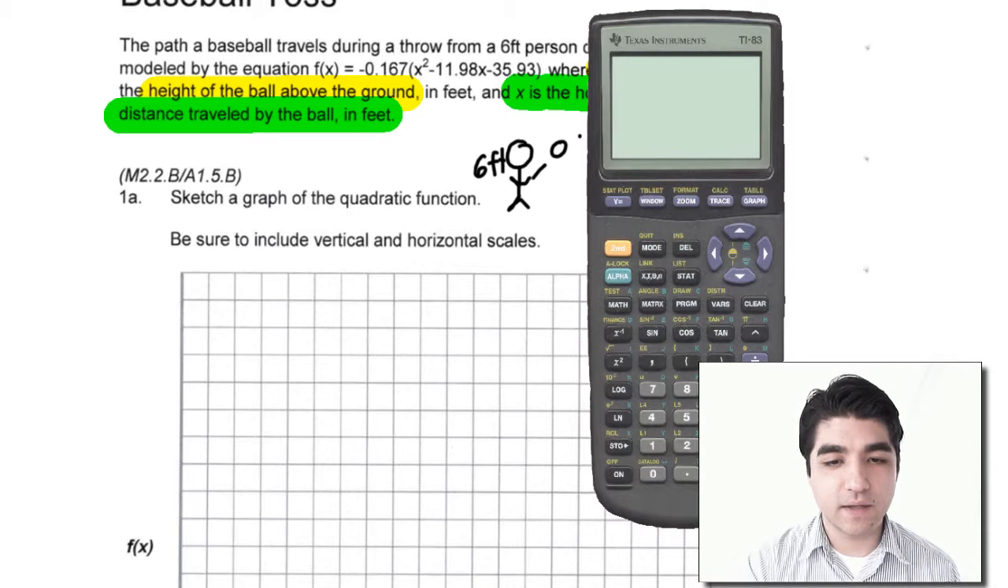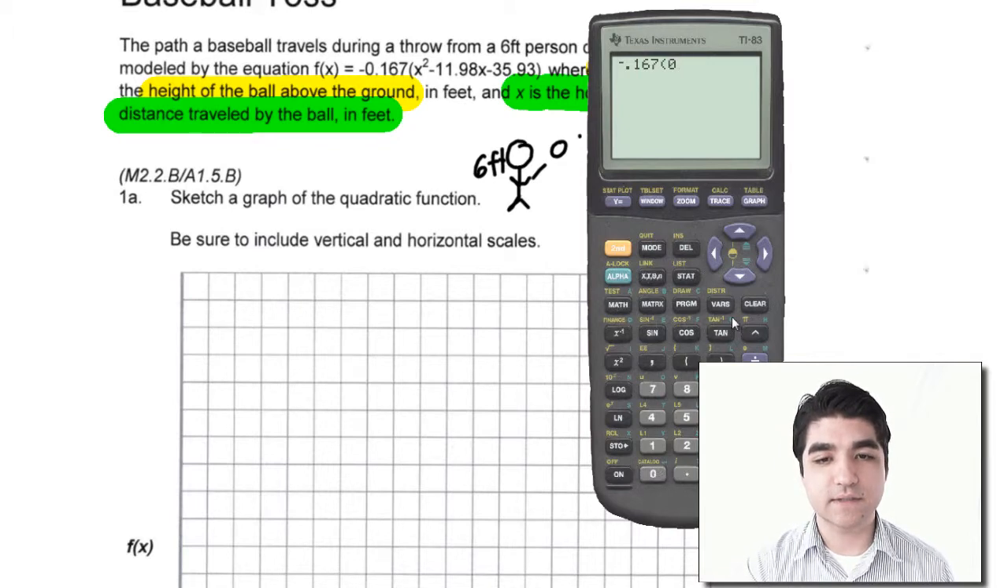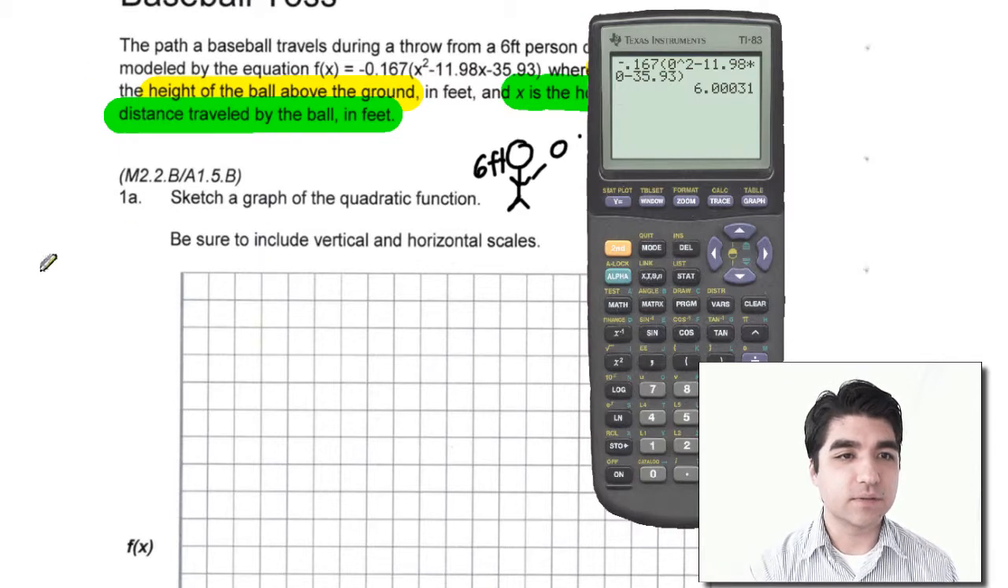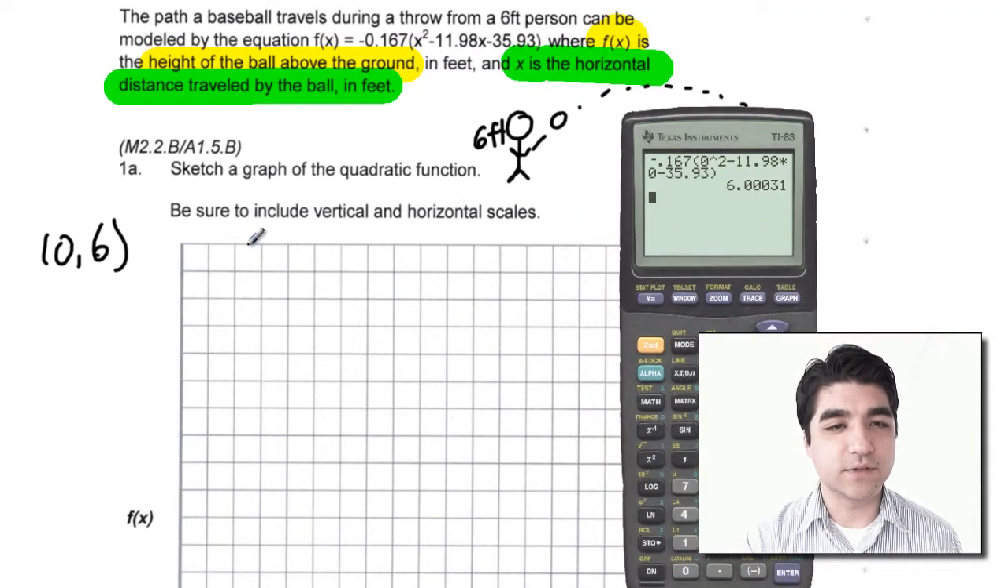So take this equation and put in 0 for x: negative 0.167 times 0 squared, minus 11.98 times 0, minus 35.93. That equals about 6. So that's the point 0, 6. I'm just writing some notes down for myself, just to see what's going on.